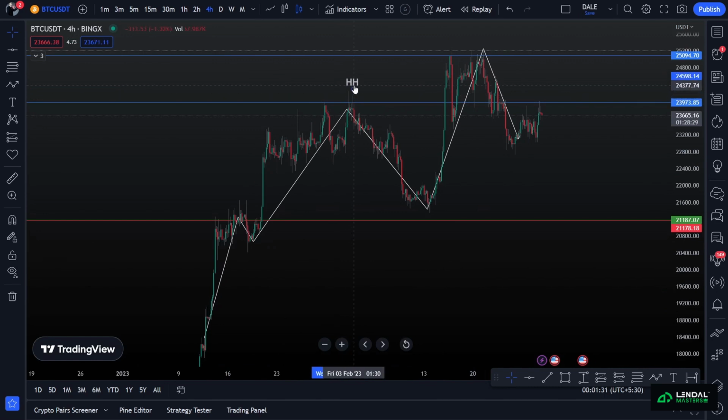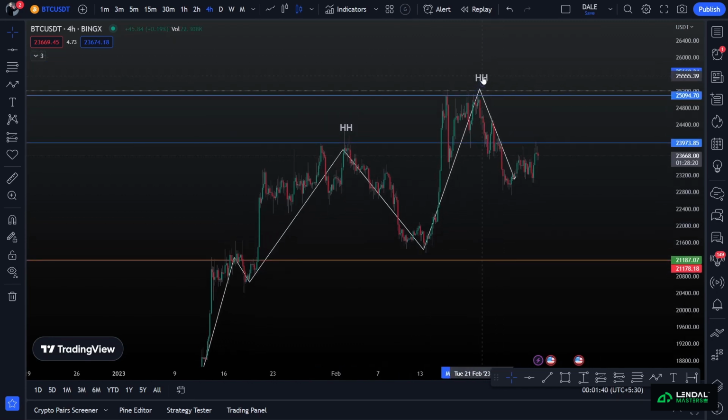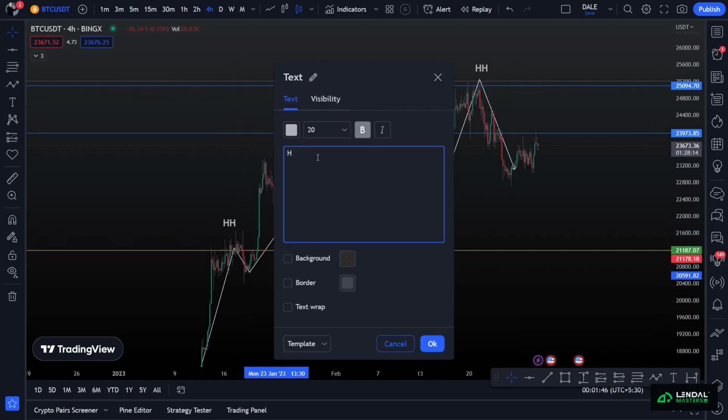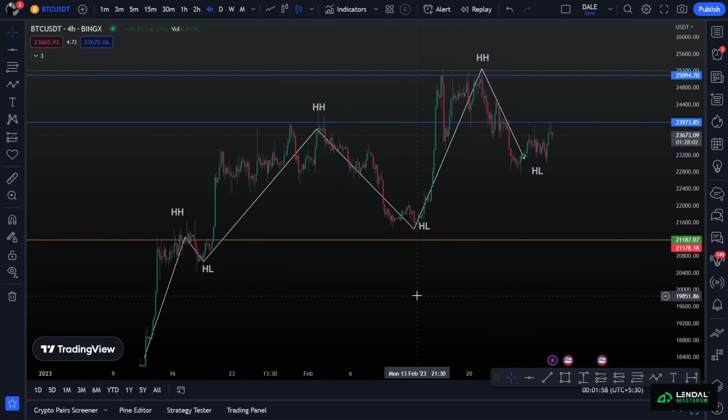Okay, high, high, high, high, high, high. And this one should be the higher low, which is going to come on the bottom. High, low. Okay, so we got this now.